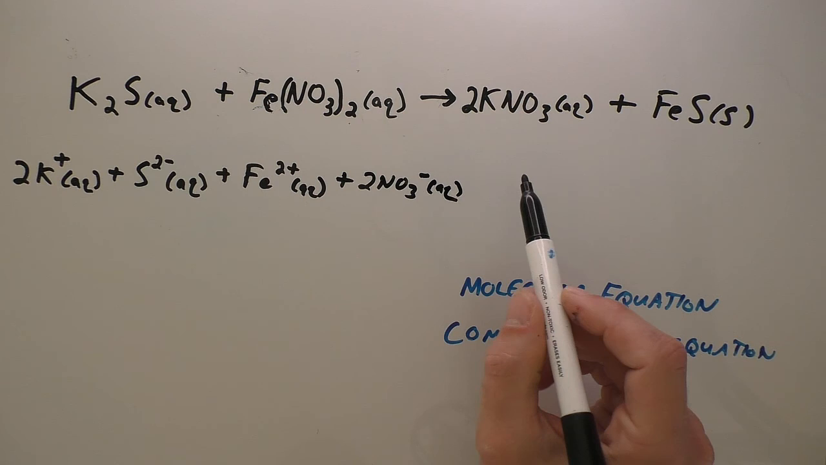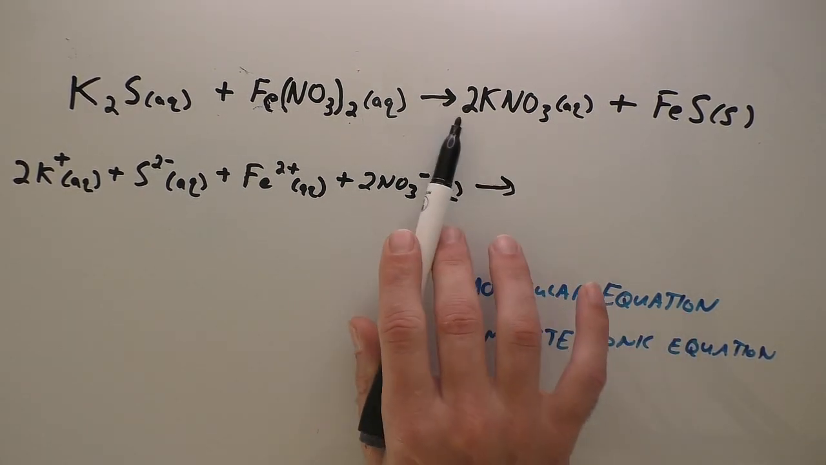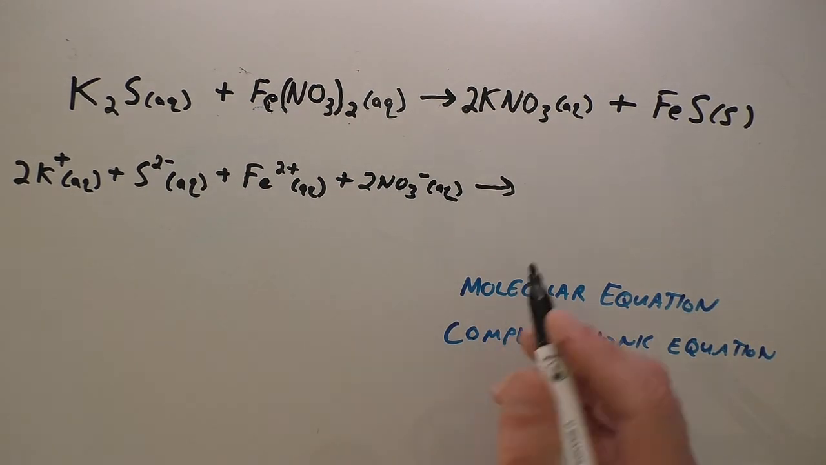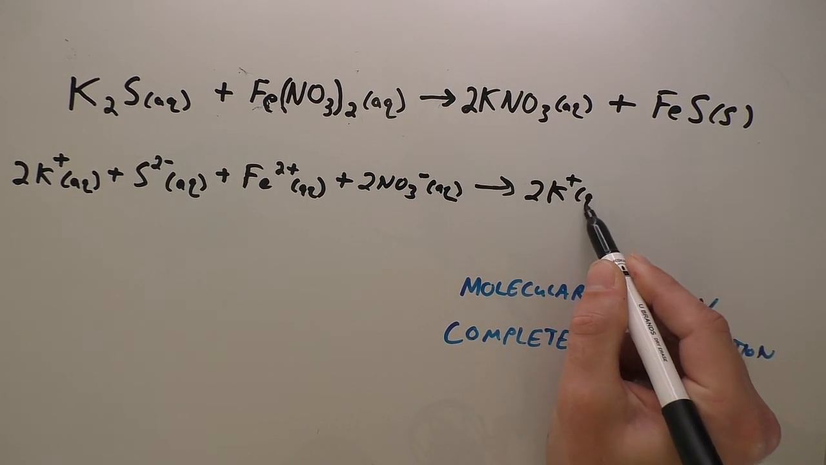So that takes care of the reactants, right? And then on the product side, we have this species here. We have 2 potassium ions, 2 nitrate ions. So I'll go ahead and write in my 2 K pluses.